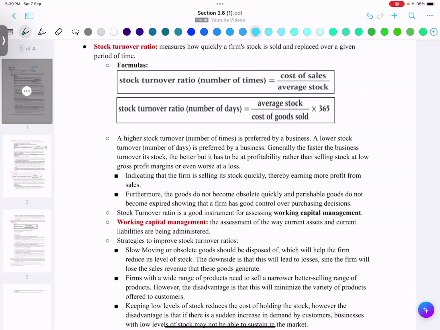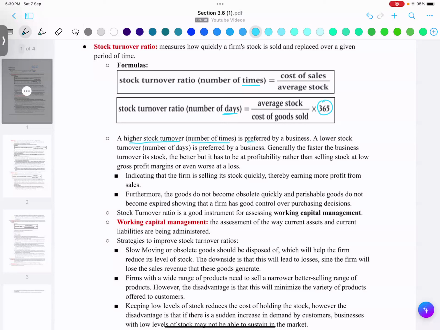So we have it in two ways though. It can be over a period of time, so number of times, or it can be number of days. That's quite different. For times, you just divide cost of sales by average stock. That's it. But for days, it's quite complicated. For days, you actually flip it. So it's average stock over cost of goods sold, and then times 365, because again, we have 365 days per year. Okay. So a higher stock turnover for number of times is preferred by business. I'm going to explain why right now.